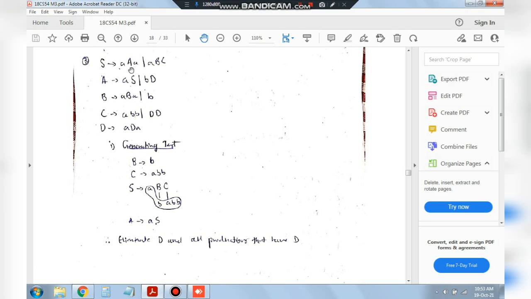Moving on to the third one, we have the string S goes to A, small a, capital A, and small a, and small a, capital B, and C. And the same way we have written the four different strings for A, B, C, and D. We'll be performing the generating test. Start from A. Is A leading us to any terminal? No, it's not, because A is leading to S and S is not leading to any terminal here, and D is also not leading to any terminal here. So we cannot consider it here.